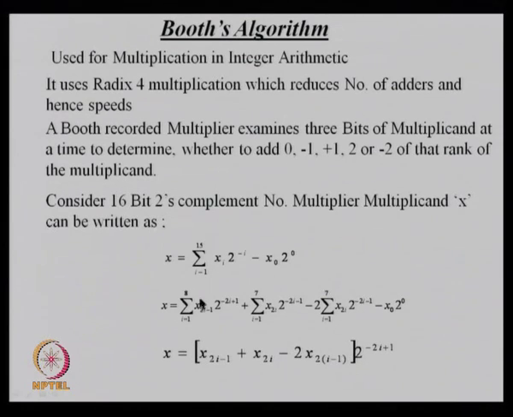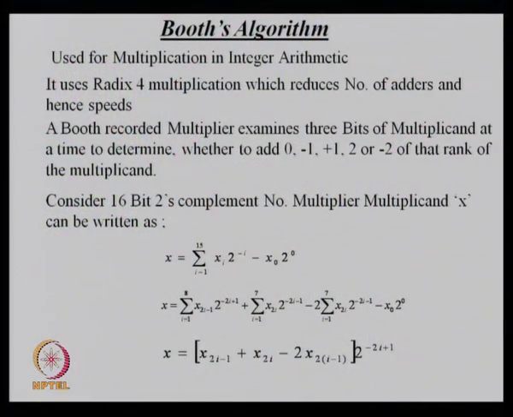So, we have 16 bit numbers. This can be further written as the sum over i equal to 1 to 8. Now, I divide it into 8 and 7 kind of thing. So, x_{2i-1} 2 to the power minus i plus 1, for i from 1 to 7, like this, plus minus 2 to the power i minus 1 and again x to this. If we collect these terms, then x can be written as x_{2i-1} plus x_{2i} minus 2 x_{2i+1} into 2 to the power minus 2i plus 1.